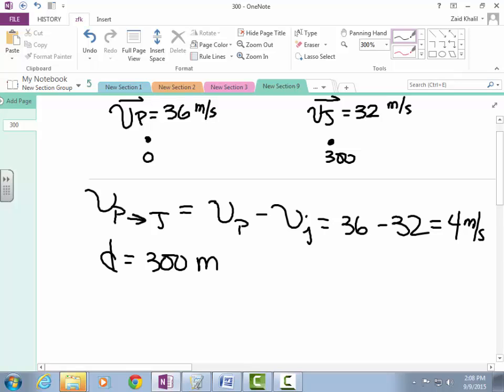So from this, we can get the time it takes for the police officer to catch Jim. How do I find that time? Well, delta T is simply equal to the displacement between Jim and the police officer divided by the relative velocity, P relative to J. So this is 300 divided by 4, and you get 75 seconds.